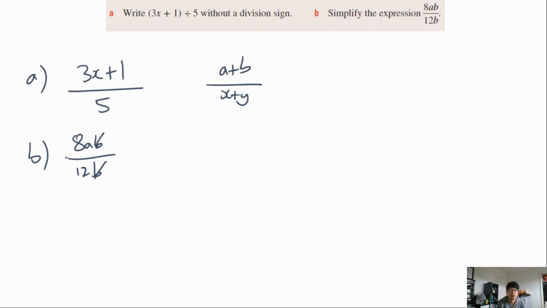And the numbers, you just divide by the highest common factor. In this case, the highest number that they can both be divided by is 4. 8 divided by 4 gives you 2. 12 divided by 4 gives you 3. So we're left with 2a over 3.